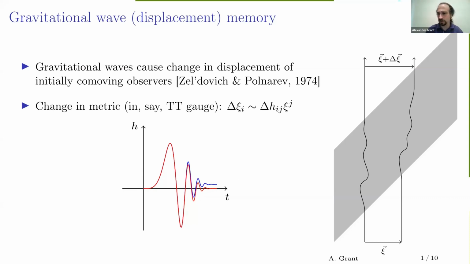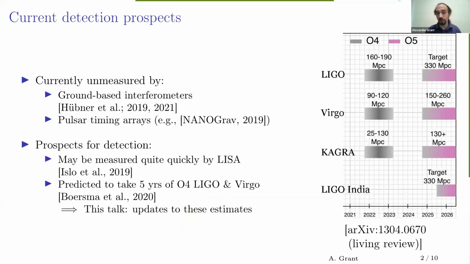And this is a relatively small effect. It's currently unmeasured. People are currently looking for it in ground-based detectors and also in pulsar timing arrays. The prospects for detection are quite good for space-based detectors like LISA. For ground-based detectors, it's predicted currently that it would take about 5 years of LIGO and Virgo detection at their O4 sensitivities. And this talk is, well, the first half of this talk is about updating these estimates because O4 is not going to last for 5 years.